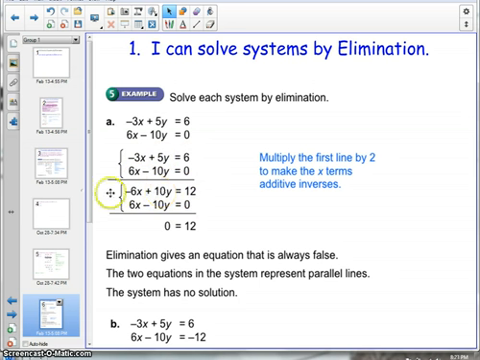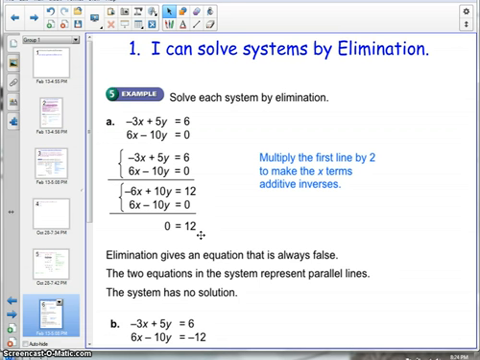So if I add these two together, I get negative 6x plus 6x, which will give me 0x, 10y plus negative 10y, which will give me 0y. So then all I have on my left side of the equation is 0, and 12 plus 0 is 12. Now looking at this statement, 0 equals 12, we know that is a false statement. 0 can never equal 12. And since our two variables eliminated, we see that this is a false statement.